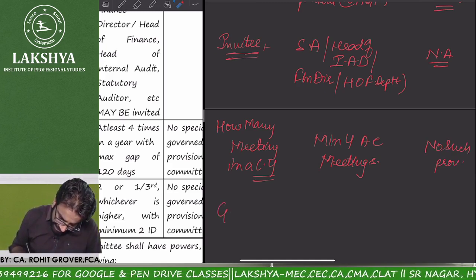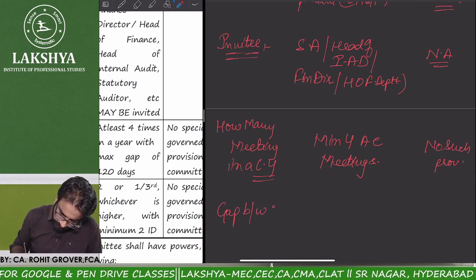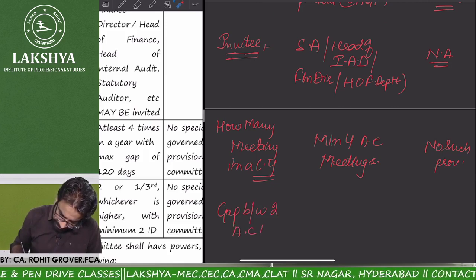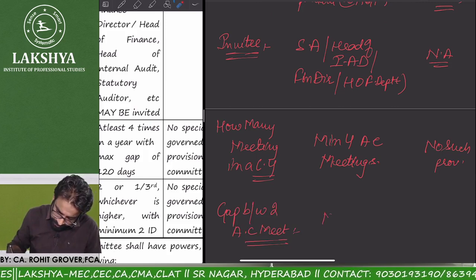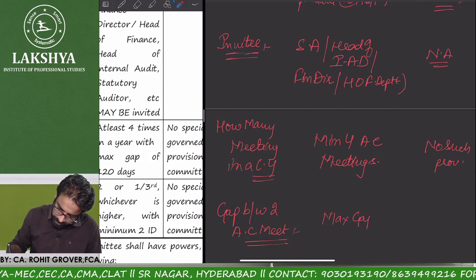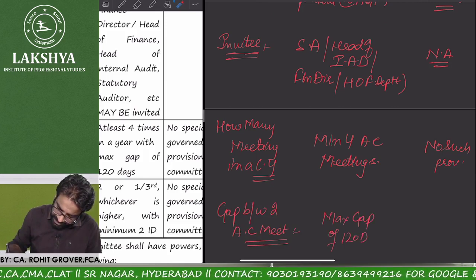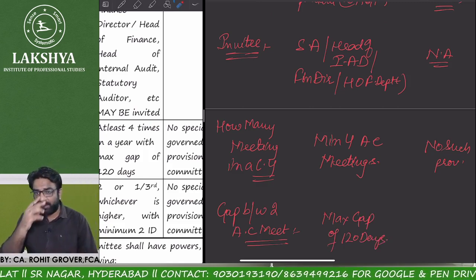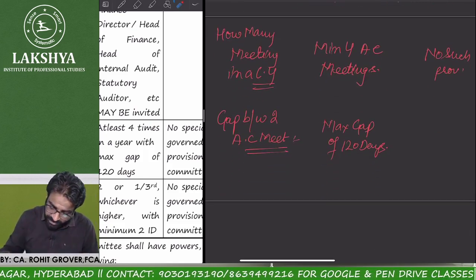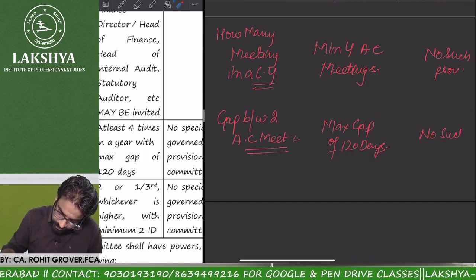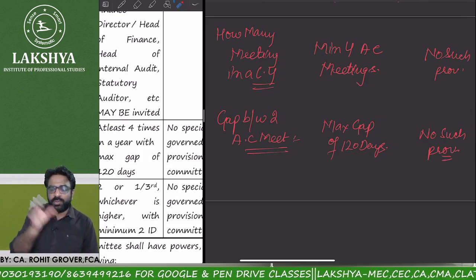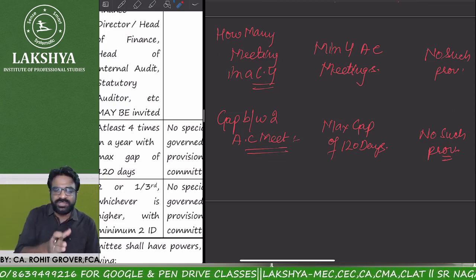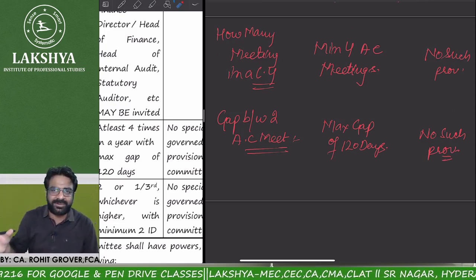Next point, gap between 2 audit committee meetings. Now, maximum gap of 120 days. What is the maximum gap? 120 days, whereas there is no such provision. There is no such provision. So revision is also happening, notes are also being made. We are doing the revision, we are reading the material, and notes are also getting prepared.